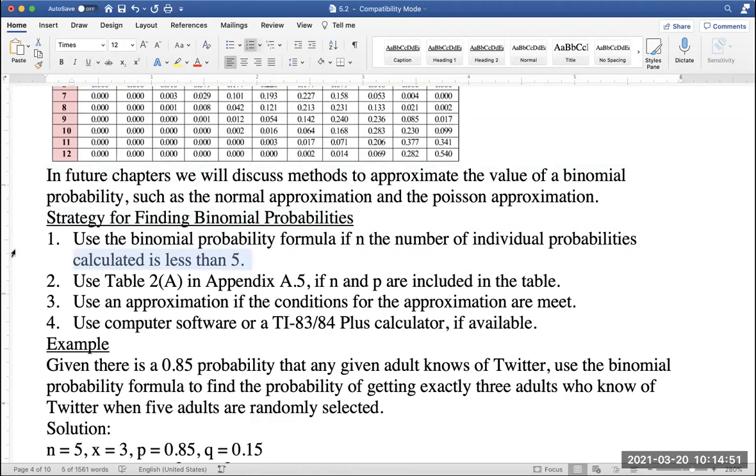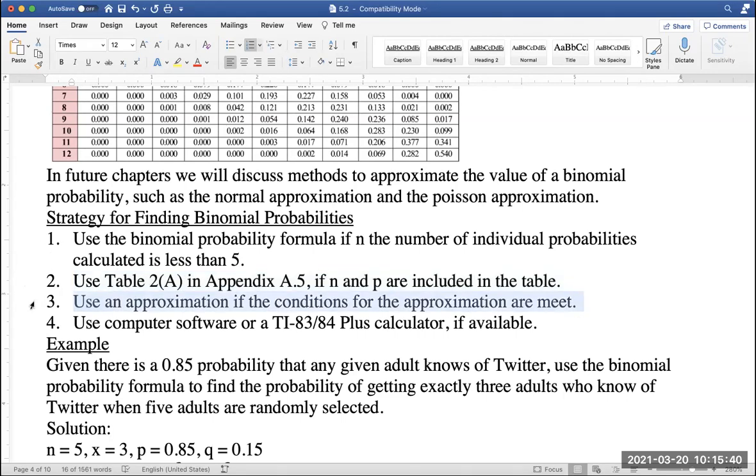Strategies for finding probabilities. If your calculation involves less than 5 numbers that you have to calculate, then you should use the binomial probability formula. Otherwise, if n and p are such that they are in one of the tables, then you should use the table if they're exactly in there. Note that you won't get as accurate an answer because there's some rounding that is done.